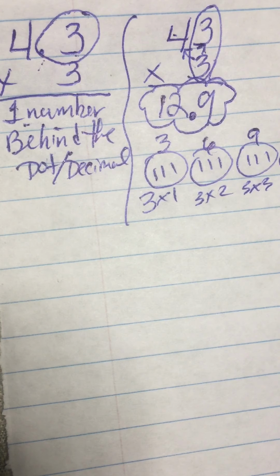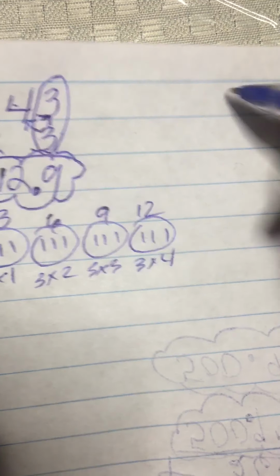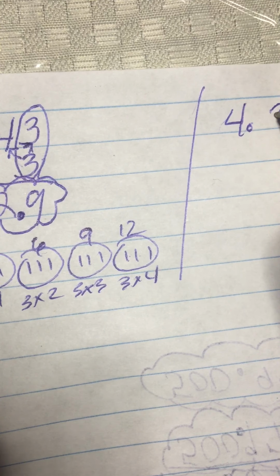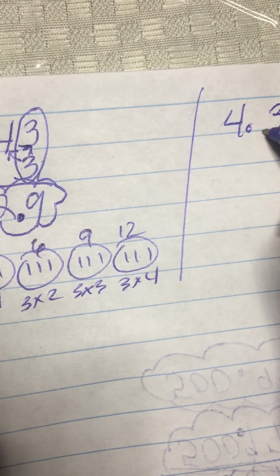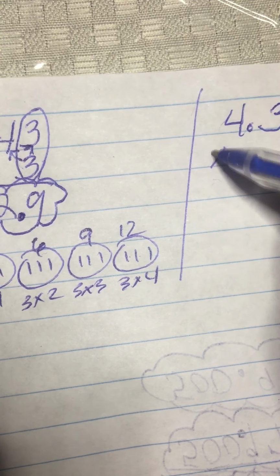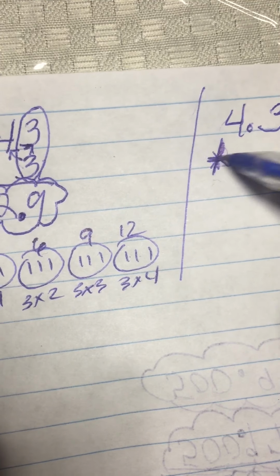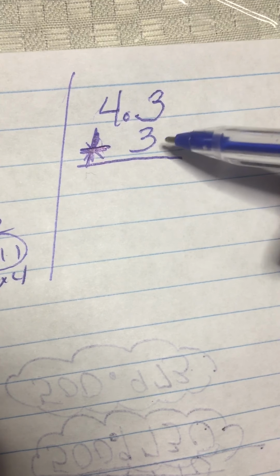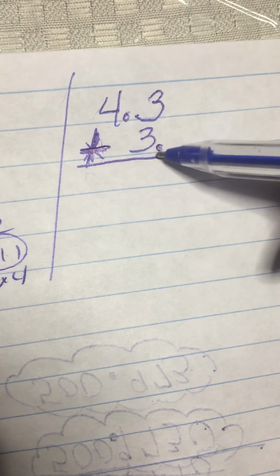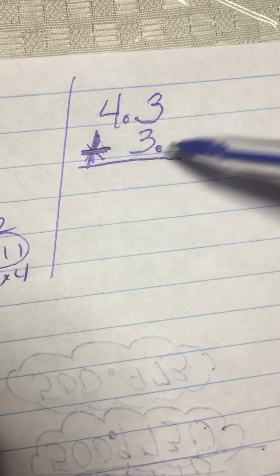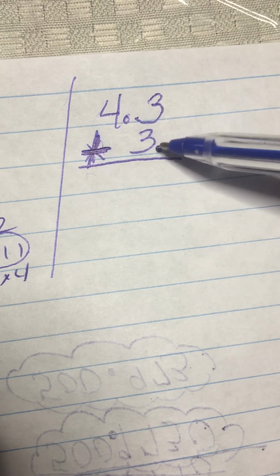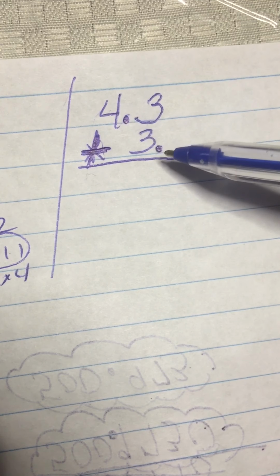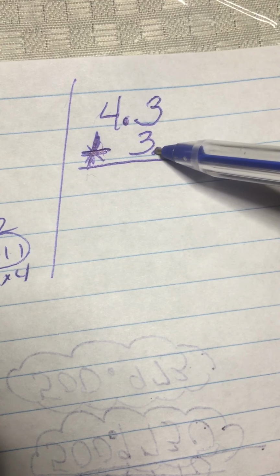This is my answer. When I am adding these two numbers, if I have 4.3 plus 3. Okay, there's an imaginary decimal here behind all numbers. If you don't see a decimal in a number, there's a decimal behind it. If you see a decimal, then that's where the decimal is. But if you don't see one, the imaginary decimal is here.